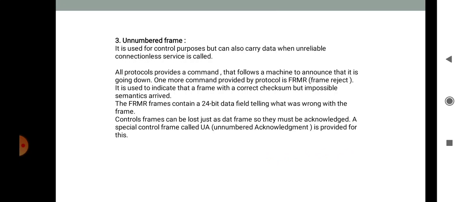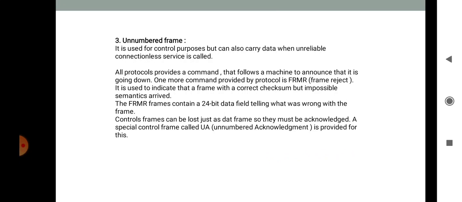And then the third type is the unnumbered frame. It is used for control purposes, but can also carry data when an unreliable connectionless service is called for. All protocols provide a command that allows a machine to announce that it is going down. And one more command provided by the protocol is FRMR, frame reject, and it is used to indicate that a frame with correct checksum but impossible semantics has arrived. The FRMR frame contains a 24-bit data field telling what was wrong with the frame.